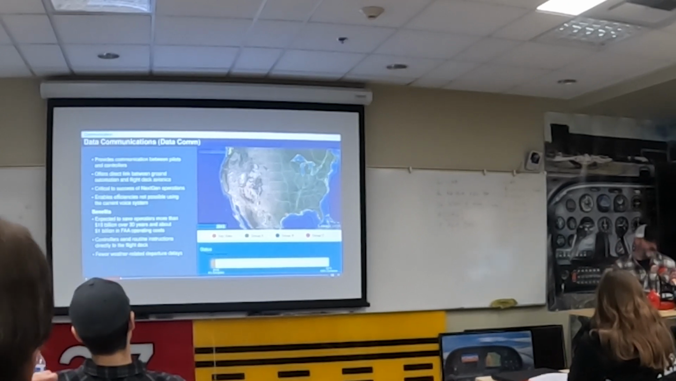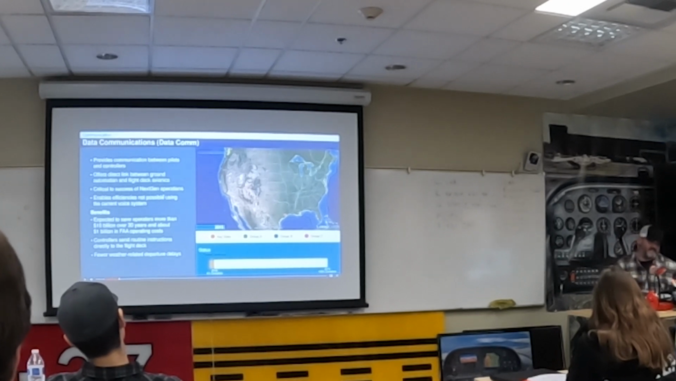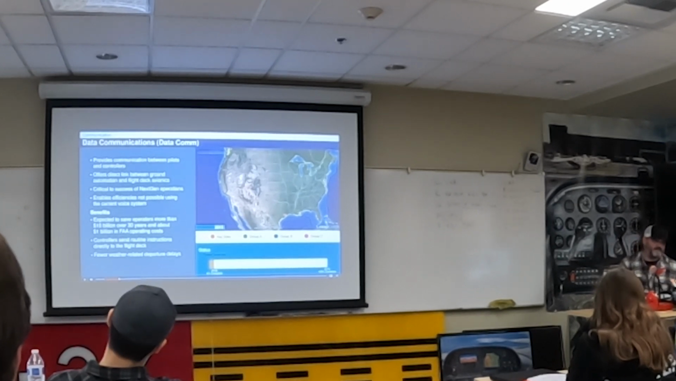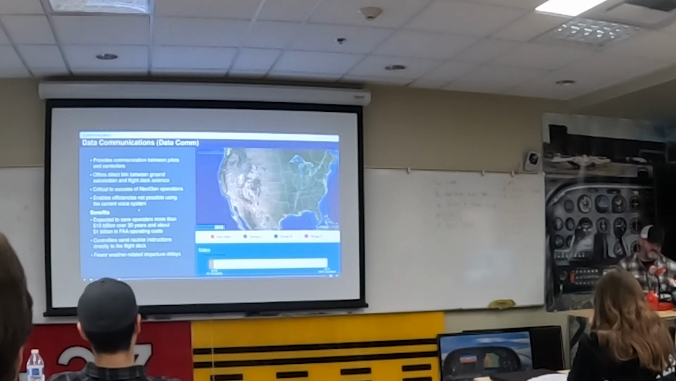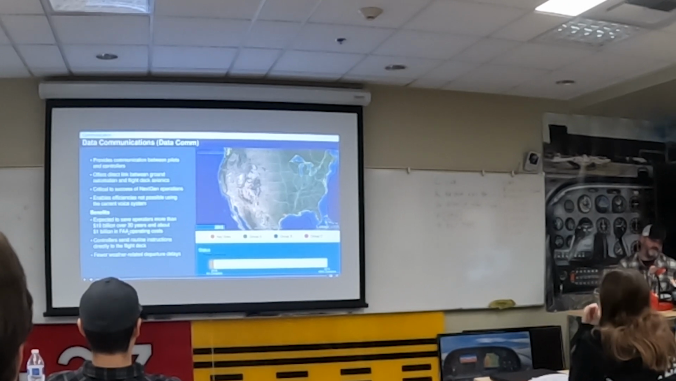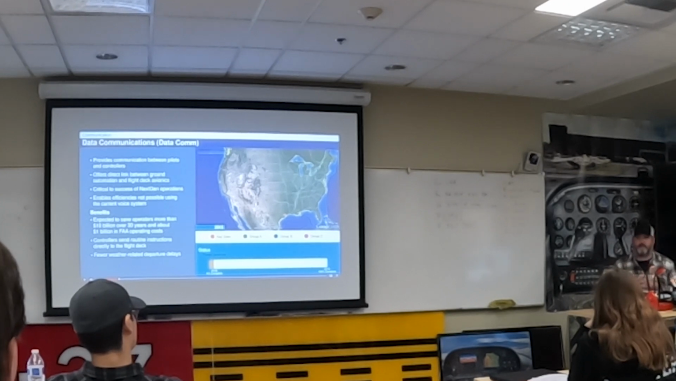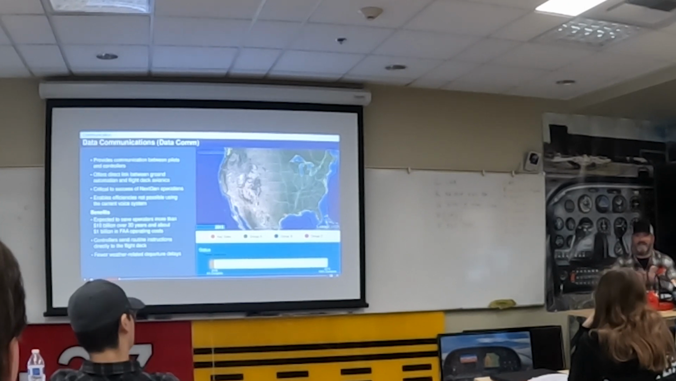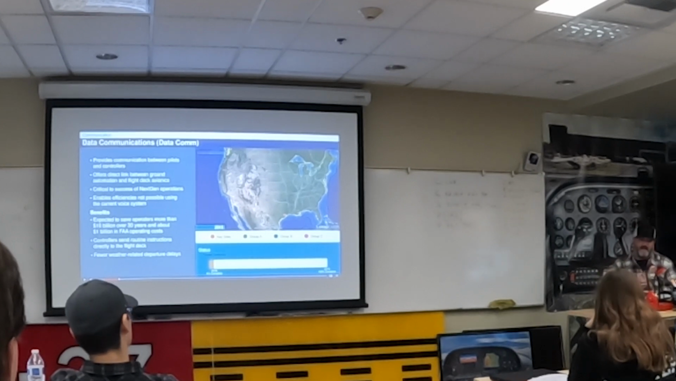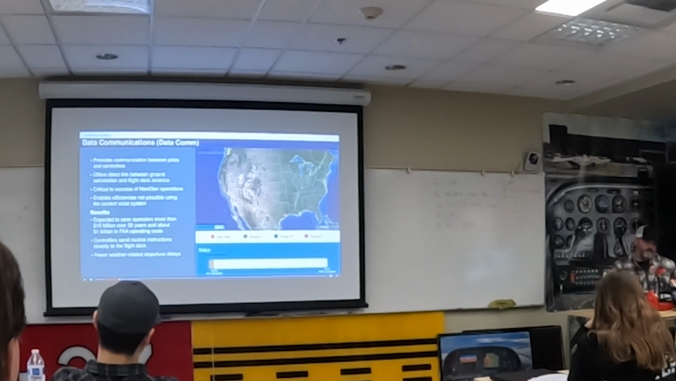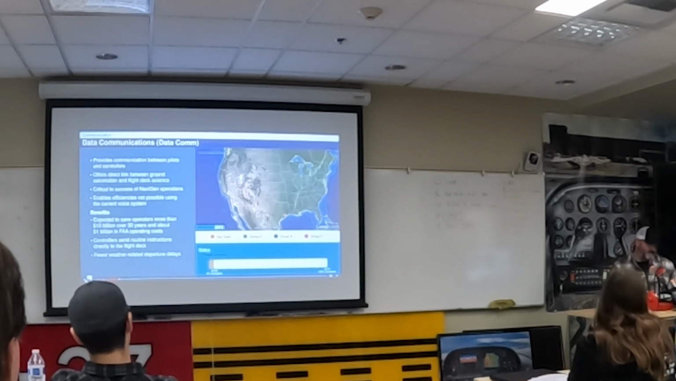The whole idea is the success of next generation operations. It enables efficiencies not possible with the voice system. Expect to save operators more than $10 billion and about $1 billion in FAA operating costs, i.e. it's limiting the amount of transmissions, personnel time and errors, and increasing the efficiency of the system. Controllers send routine instructions directly to the flight deck, so they can minimize time in the air, minimize fuel burn, and there are fewer weather delays.